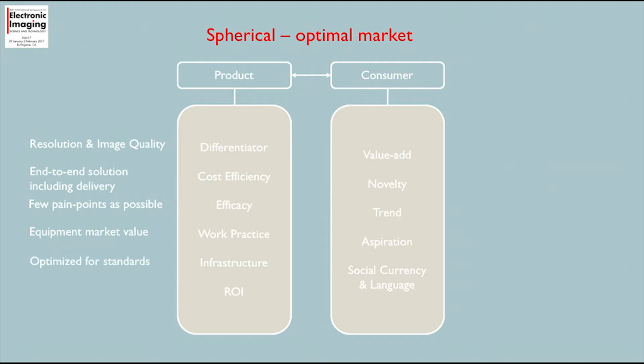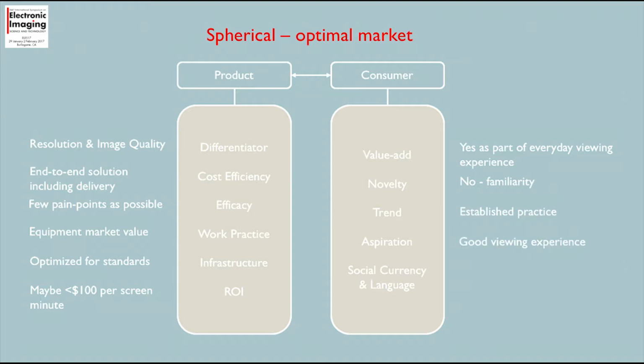Infrastructure: we need standards. Really need standards. And we need to get the cost down, on the professional end, to about $100 per screen minute, not $10,000. On the consumer side, it needs to be more of an everyday part of their viewing experience, so they're not having to make a big effort. It doesn't need to be novel, it needs to be familiar. Not a trend, but an established practice. They need to have a good viewing experience. And again, something that adds to the social currency, the social language of the images.